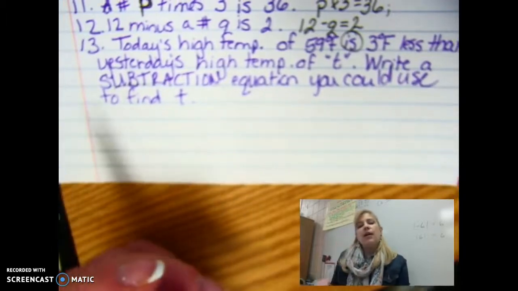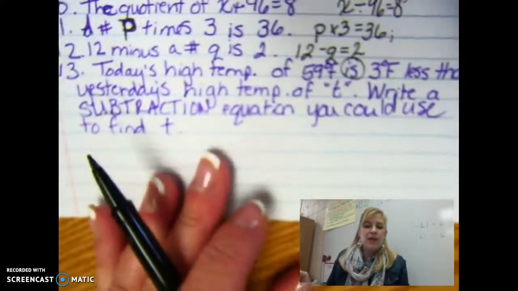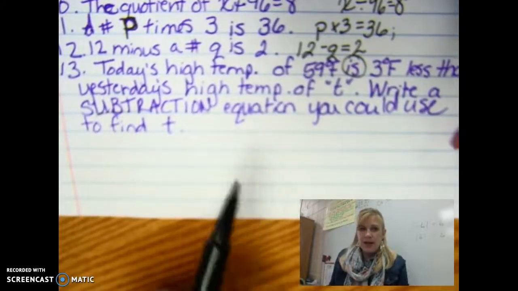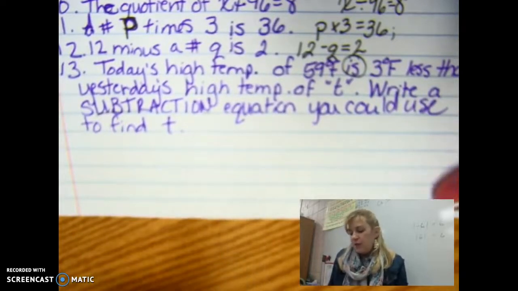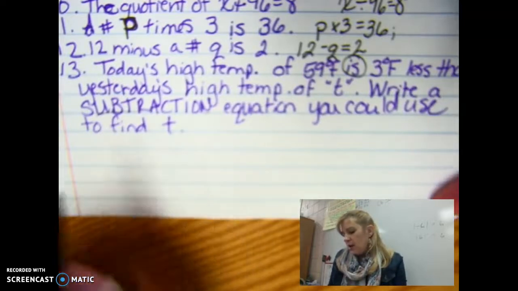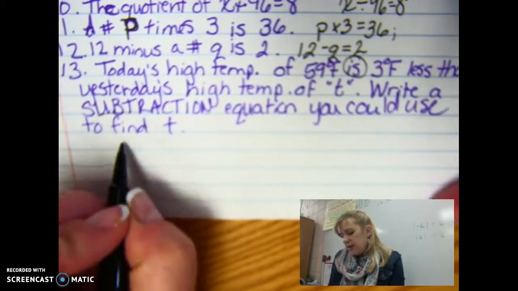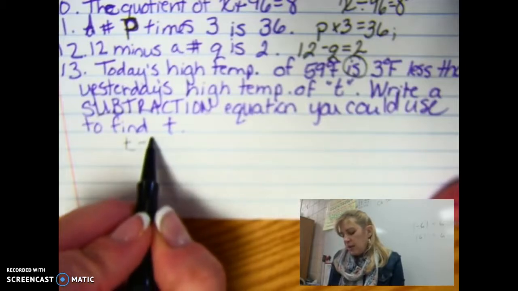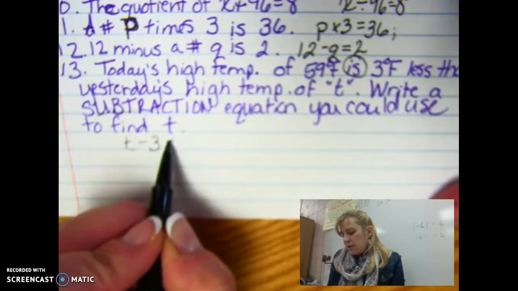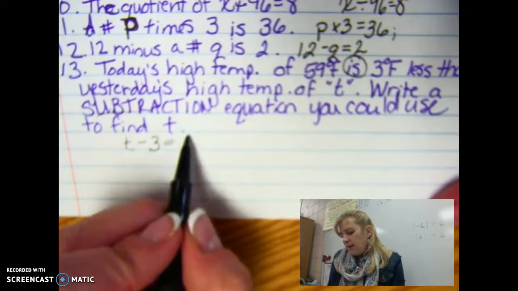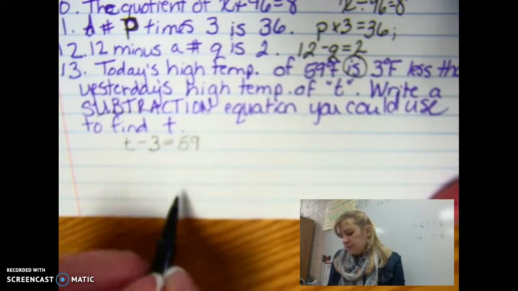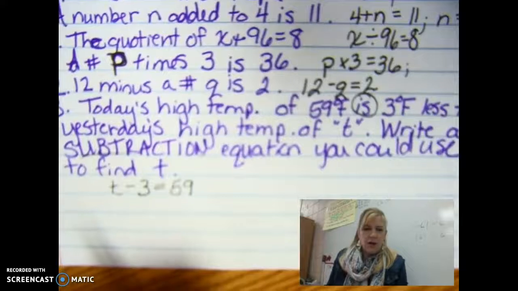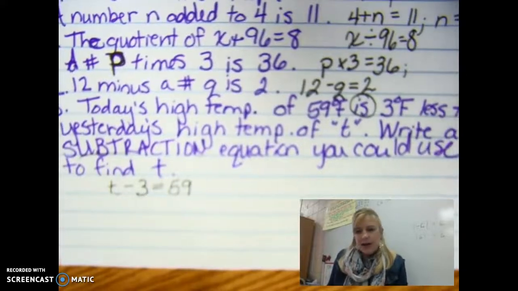Now, it doesn't matter if it pops in your head what the actual answer is. Your job in this one is to actually write the equation, and that includes that equal sign. So we know that yesterday is T degrees. We know that it was, when it went down by 3, it was equal to today's temperature of 59. So I know some of you were thinking in your head, whoa, that's 62. I know that.